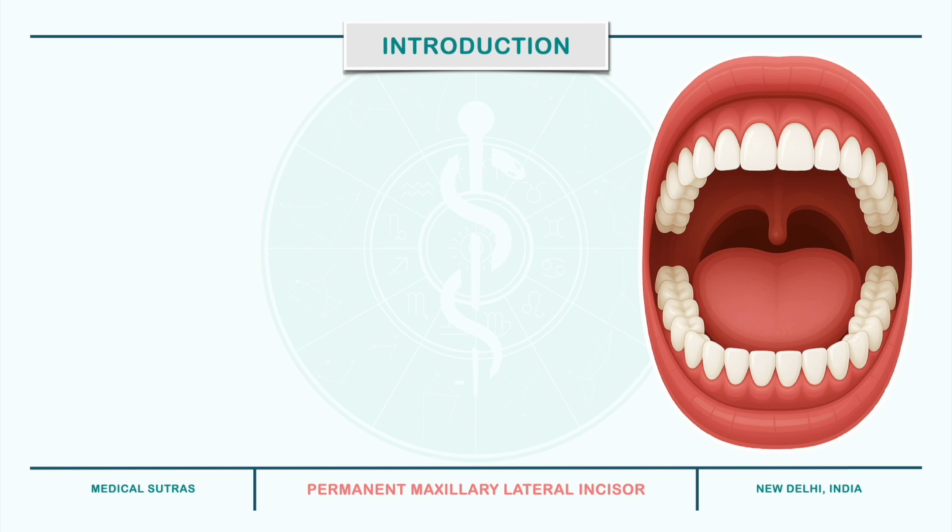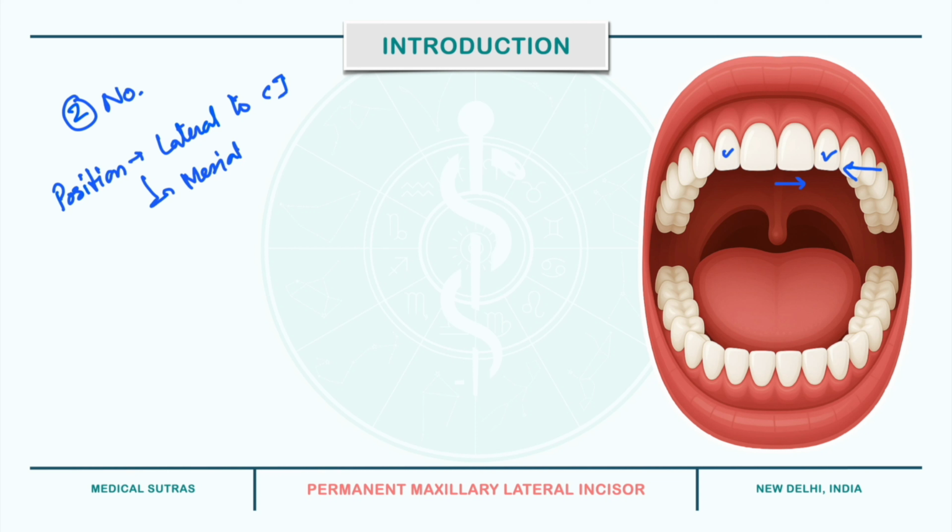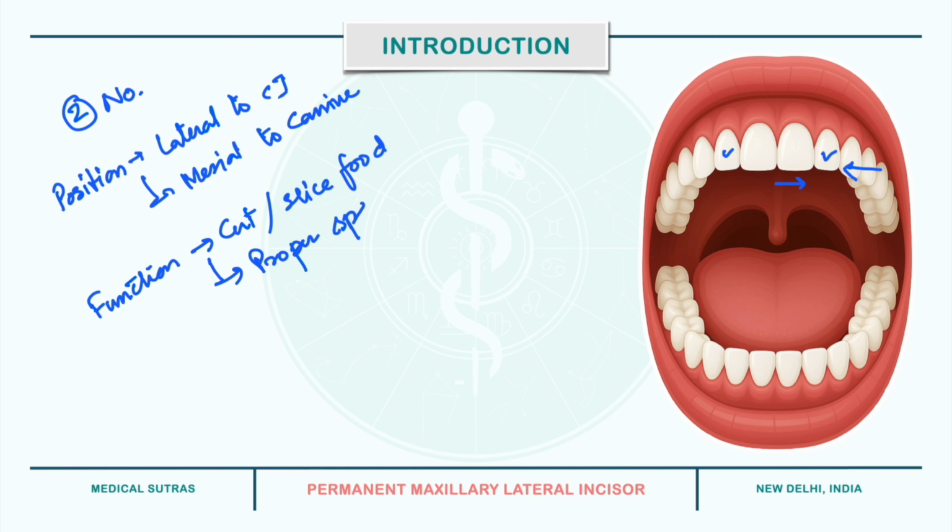The permanent maxillary lateral incisors are two in number, one on each side of the maxillary arch. They are positioned lateral to the central incisor and mesial to the canine. Similar to all other incisors, their primary function is to cut or slice food into small chewable parts. They are also essential for proper speech, that is, clear articulation of words, and good facial aesthetics.